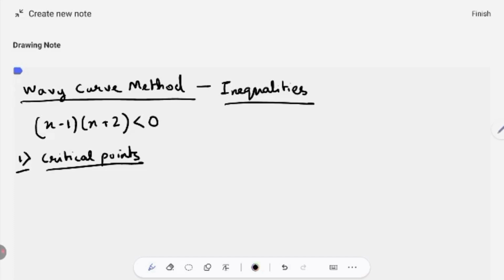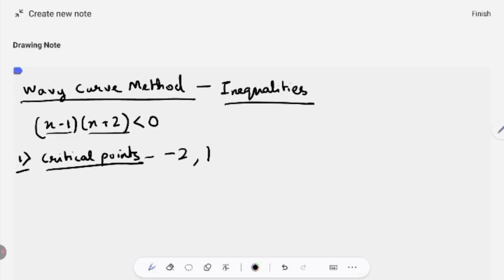Now what are critical points? Critical points are those points at which the factors in the inequality become 0. That is, x minus 1 becomes 0 or x plus 2 becomes 0. So what are the critical points? The critical points come out to be minus 2 and plus 1.